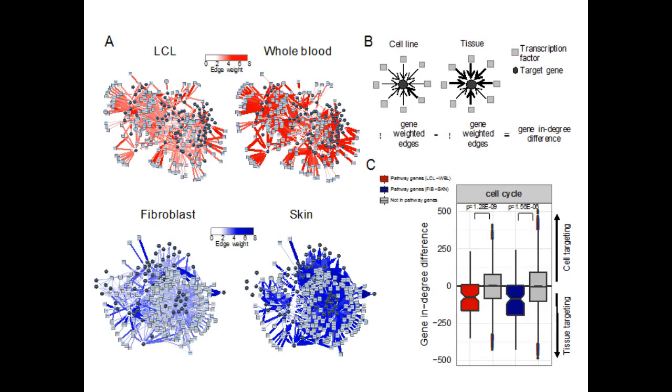So what we could do is look at the gene in-degree difference, understanding which transcription factors were associated with which genes. We took all the genes associated with cell cycle and various pathways, and showed that there was lower gene in-degree for a number of these genes associated with the cell cycle, compared to non-cell-cycle pathway genes.